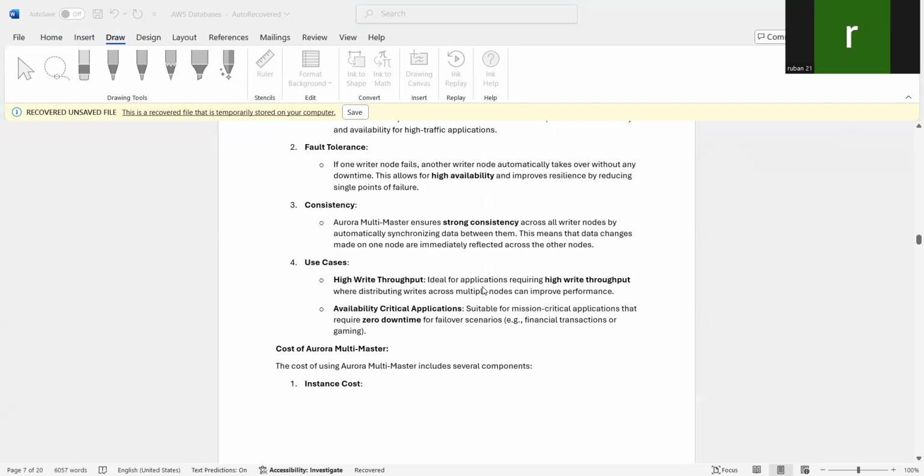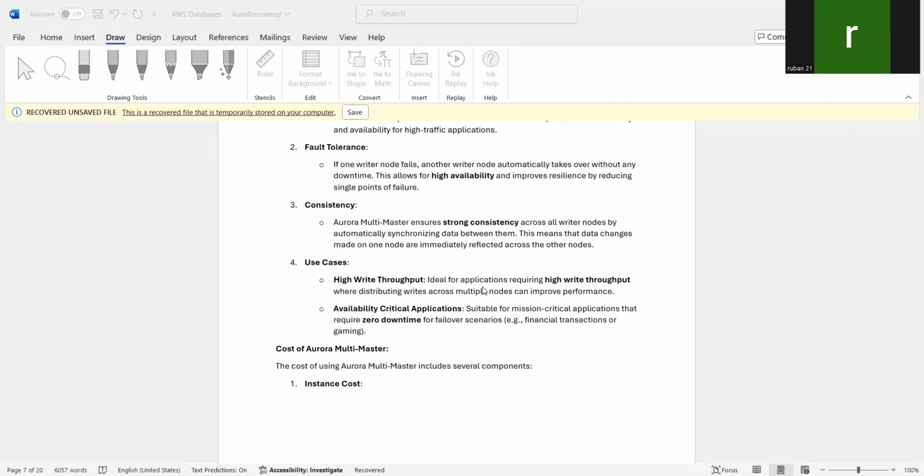Use cases. Write throughput and availability critical applications. It is ideal for applications requiring high write throughput, where distributing writes across multiple nodes can improve performance. And availability critical: suitable for mission critical applications that require zero downtime for failures, for example financial transactions or gaming.